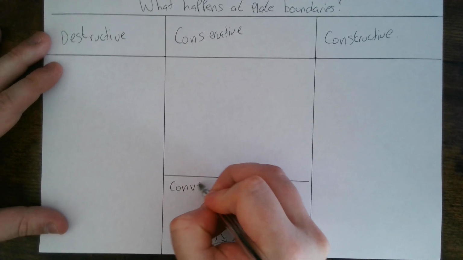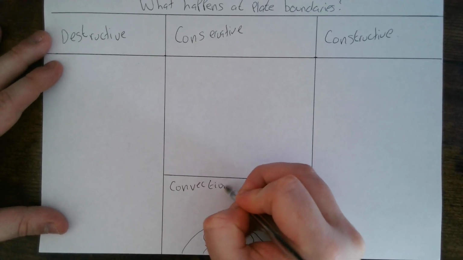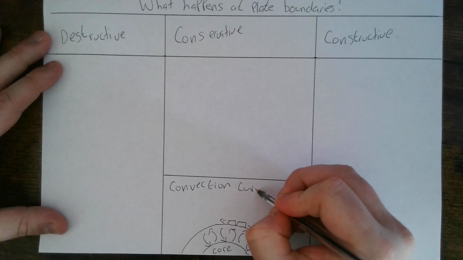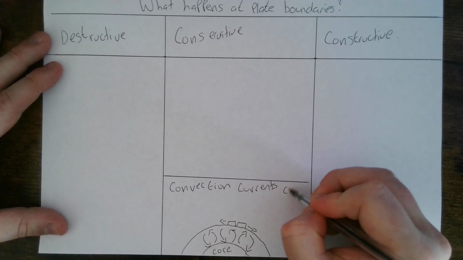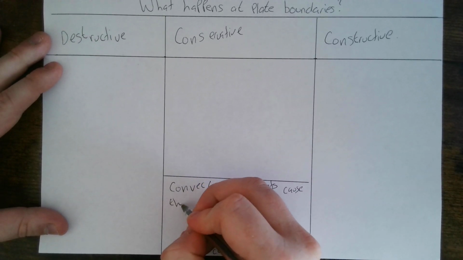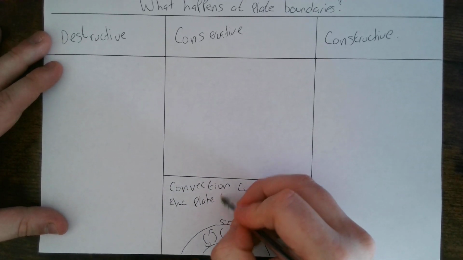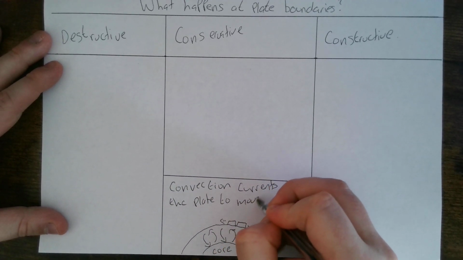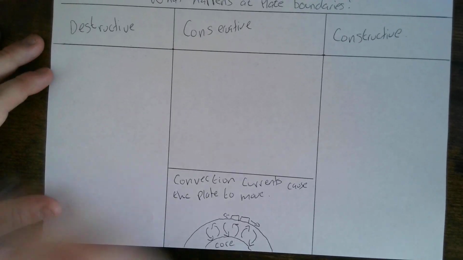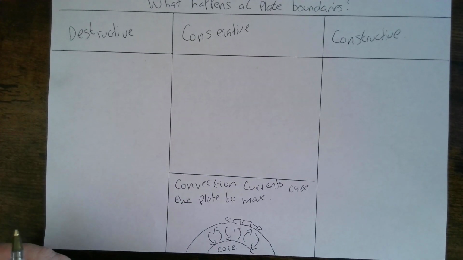Now, whenever you are asked about any sort of plate margin, if you start it off by saying convection currents cause the plates to move, you're straight away there getting the examiner's attention and gaining some marks. Okay, so the first one we're going to look at is this destructive plate margin.